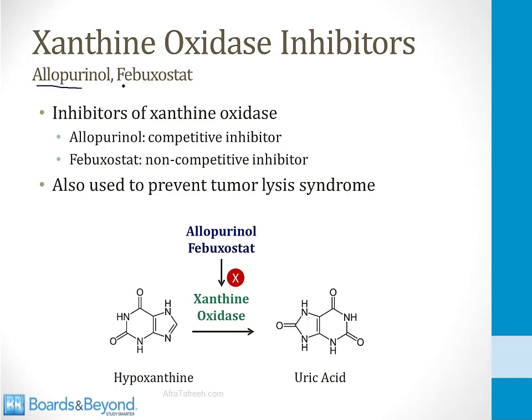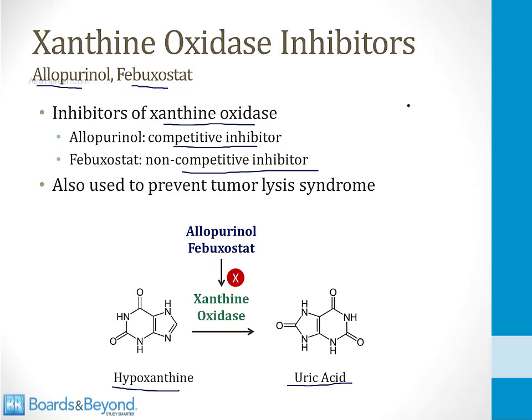There are two xanthine oxidase inhibitors that can be used for prevention of gout. Those drugs are allopurinol and febuxostat. Both of them inhibit the enzyme xanthine oxidase, which, as I mentioned earlier, converts hypoxanthine into uric acid. So when you inhibit this, you will have less production of uric acid. Allopurinol is a competitive inhibitor. Febuxostat is a non-competitive inhibitor. That's the main difference between the two drugs.